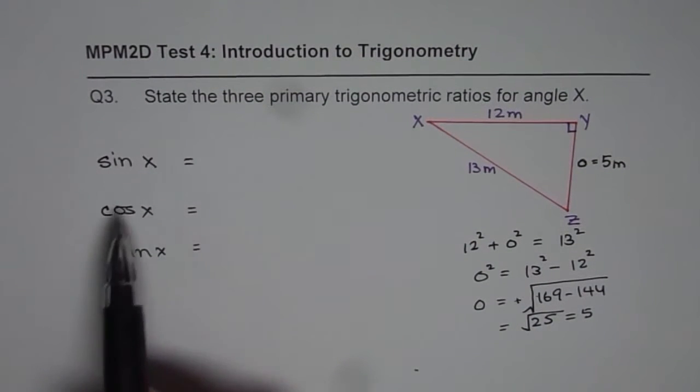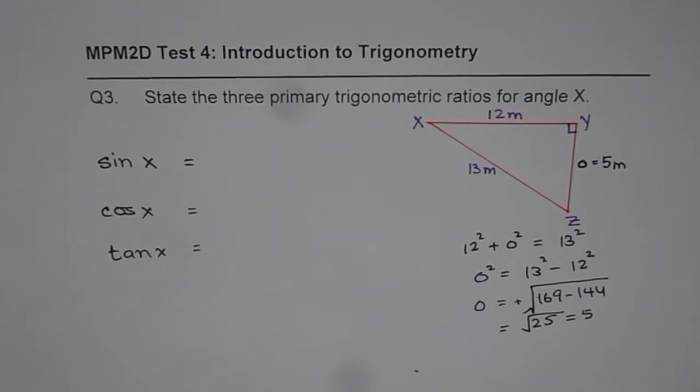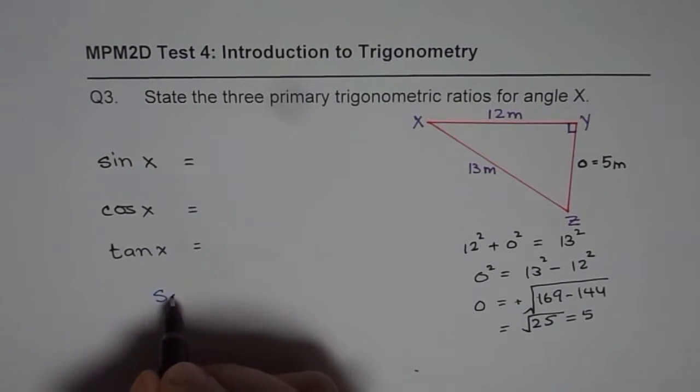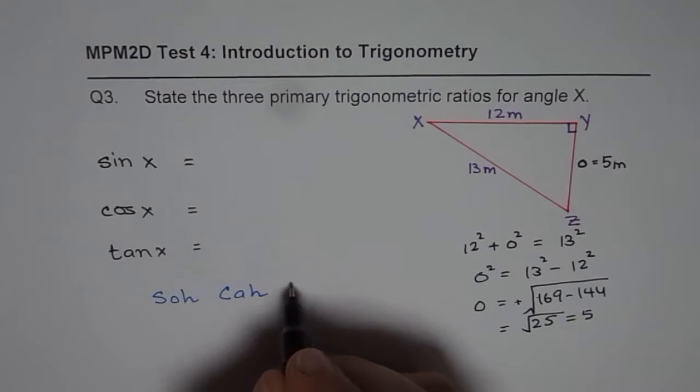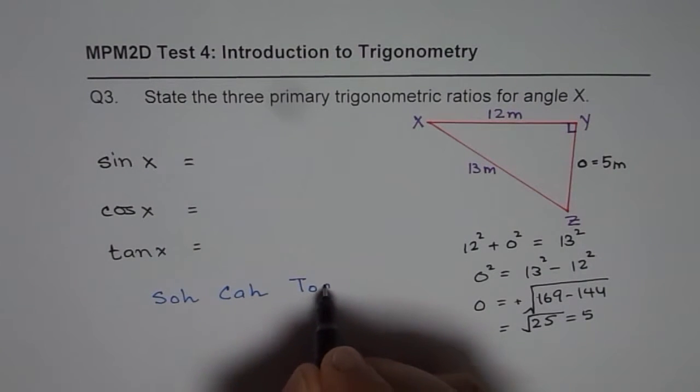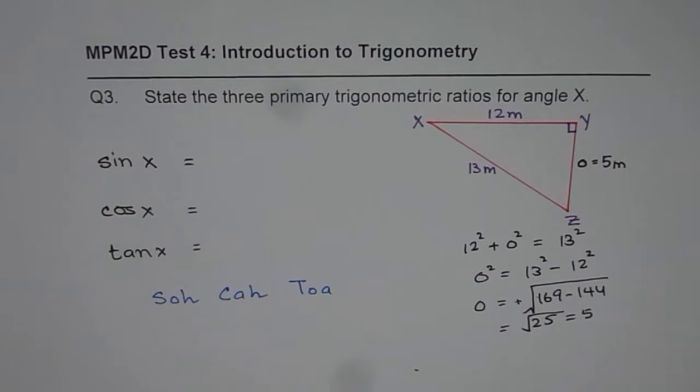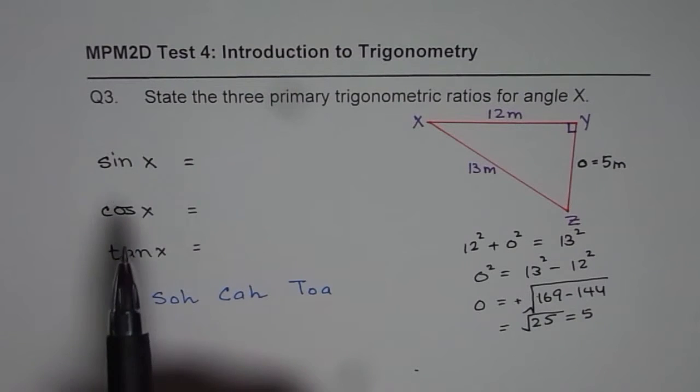Now we can find sine, cosine, and tan. Now you should also remember SOHCAHTOA, that is, sine is opposite over hypotenuse, cosine is adjacent over hypotenuse, and tan is opposite over adjacent side. So that gives us the direct answers, right?